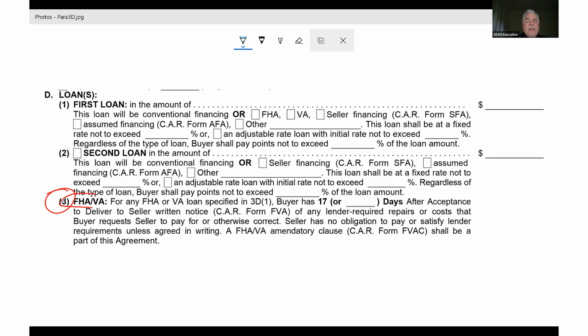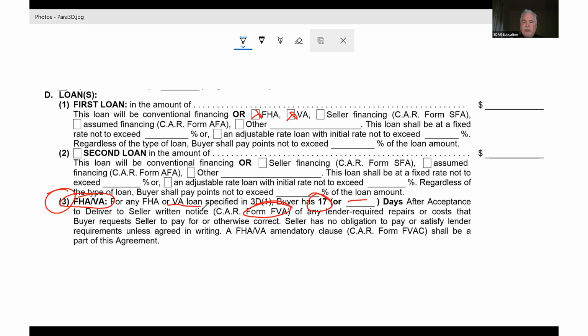Now we're going to talk about that. We're going to dig in. So if you check the box up here, FHA or VA, then now number 3 is also going to apply. For any FHA or VA loan specified above in 3D1, buyer has 17 days or however many after acceptance to deliver seller a written notice, and that's CAR form FVA, of any lender required repairs or costs. I never see this done.